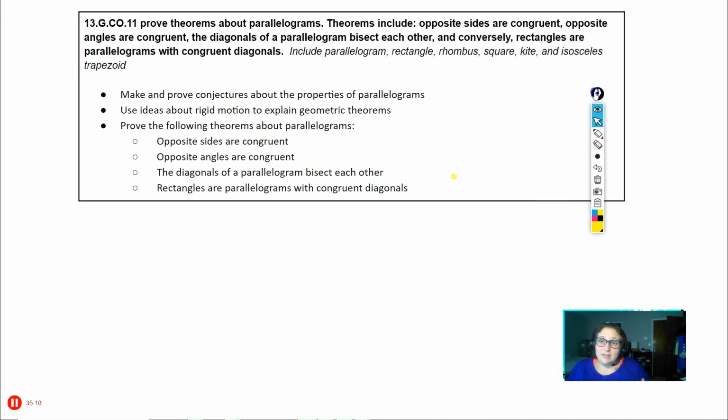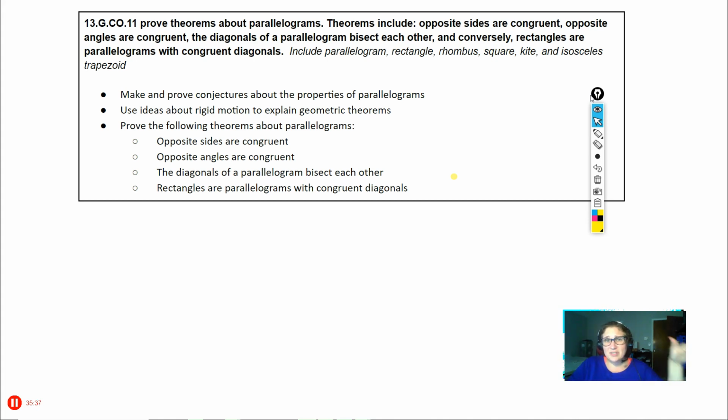The next topic deals with quadrilaterals, and we did a whole lot with quadrilaterals. We talked about opposite angles being, or parallelograms. We talked about how parallelograms relate to rectangles, rhombuses, squares, kites, isosceles trapezoids. So the things that you need to know are opposite sides of a parallelogram are congruent. Opposite angles are congruent. Diagonals of a parallelogram bisect each other. And then rectangles are parallelograms that have congruent diagonals. Those are the most important things that you need to know.